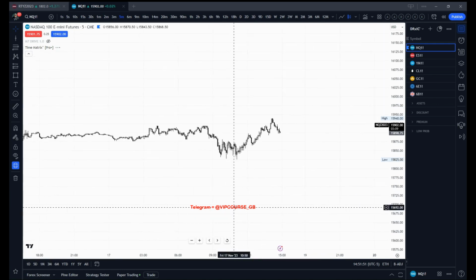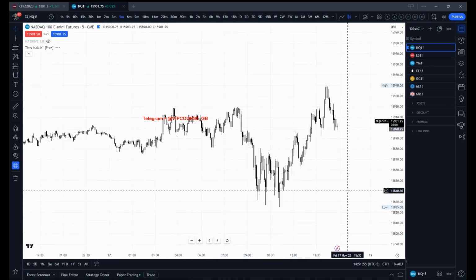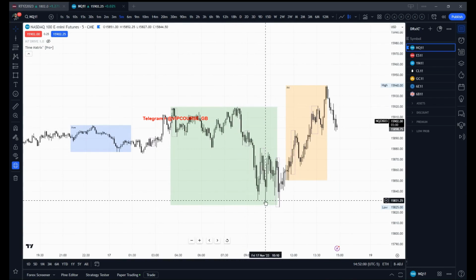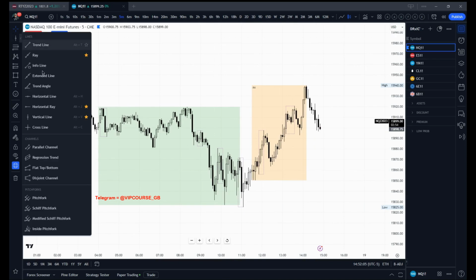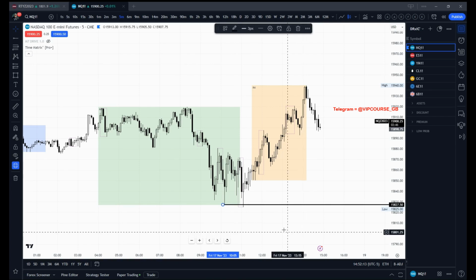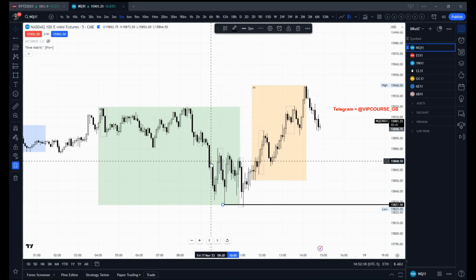But the sessions are going to give you ways to measure and operate, and they're going to give you a really good idea. Once this box forms, what does this macro do? What happens here? It takes liquidity and then reverses. Ironic. The script told me that. The macro told me that.